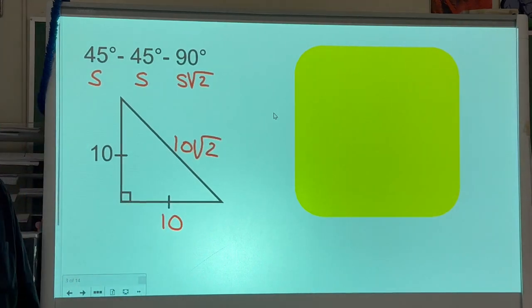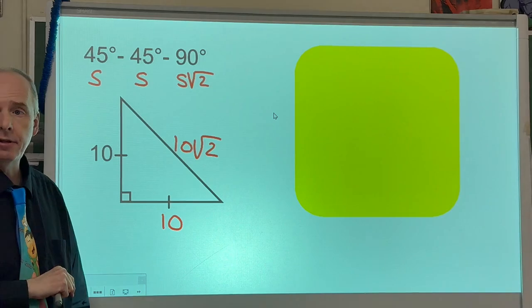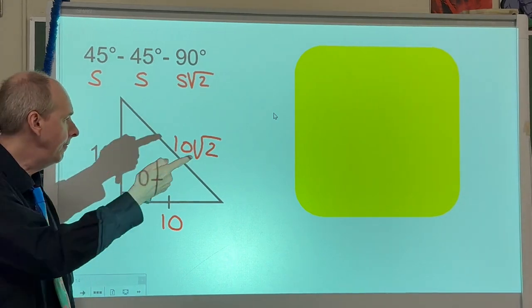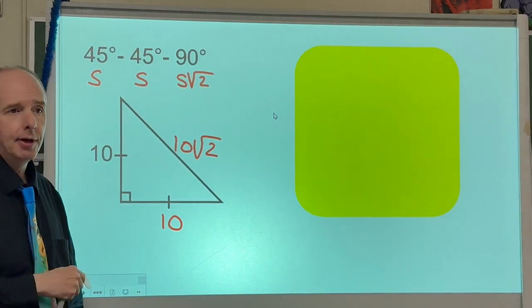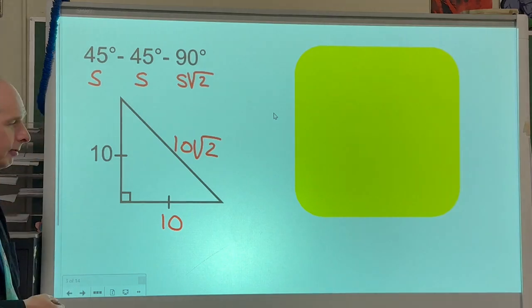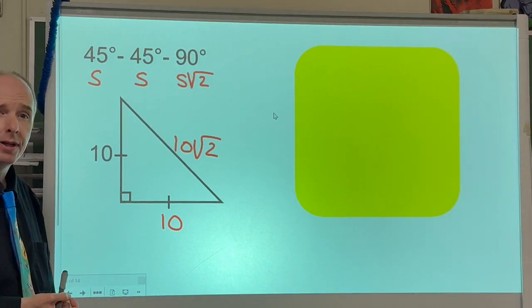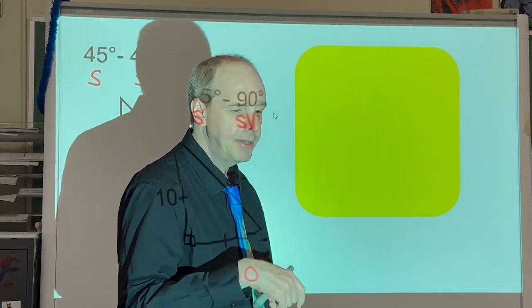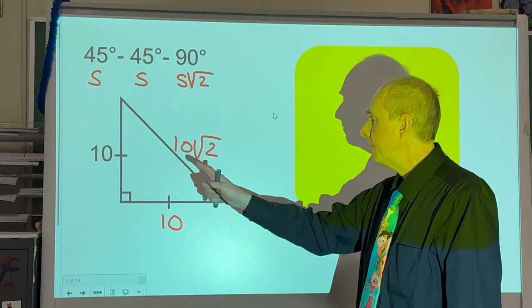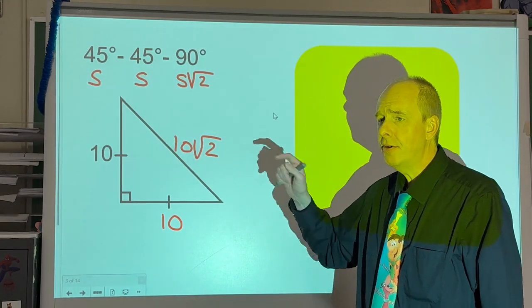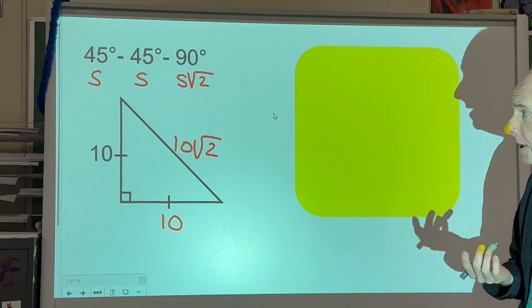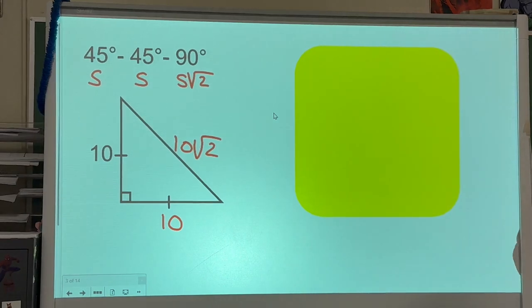If you forget that one, you can always use the Pythagorean theorem. 10 squared plus 10 squared equals c squared, and simplify your square root. 100 plus 100 would be 200. You break down 200 as 2 times 100. Square root of 100 is 10. Don't know the square root of 2. But it might be easier just to know side, side, side radical 2.